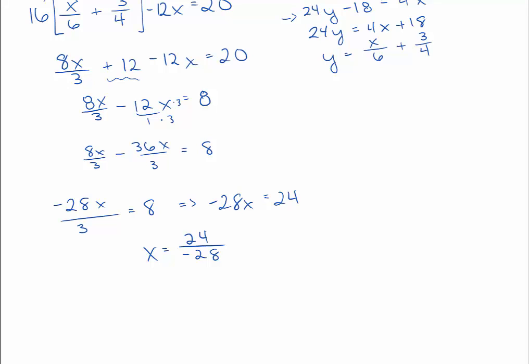If I can pull a 6 out of the top, I can't pull a 6 out of the bottom. I can pull a 4 out of each one of those. So pulling a 4 out of the top, I get, and I'm just going to put the negative out in front there, 6, and I pull a 4 at the bottom, so it's 7. So x is equal to negative 6 over 7.